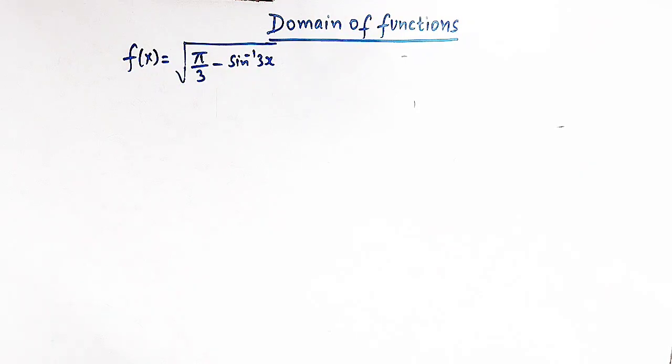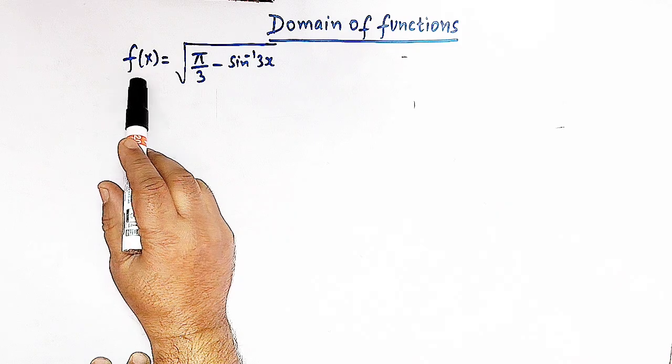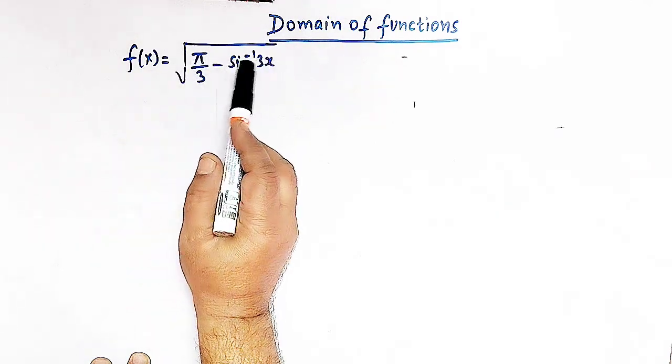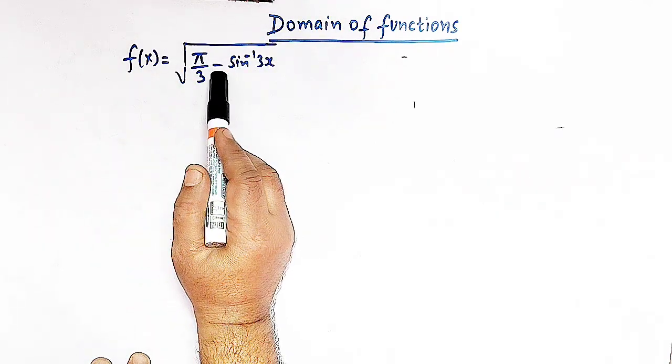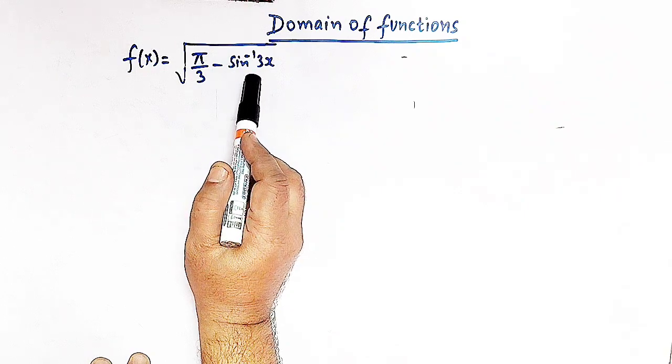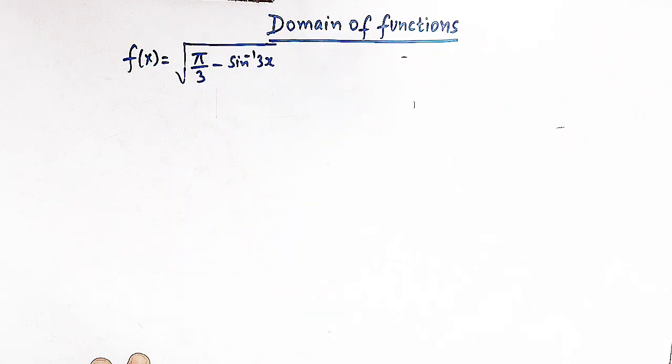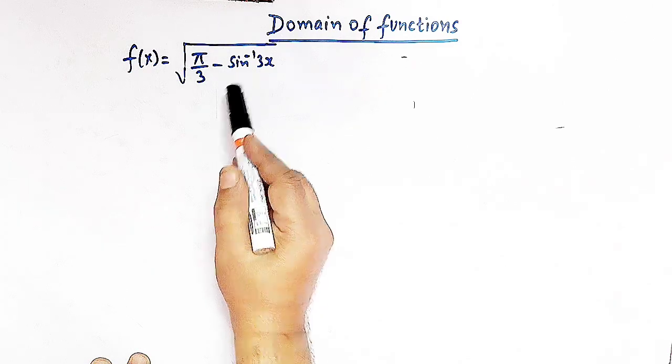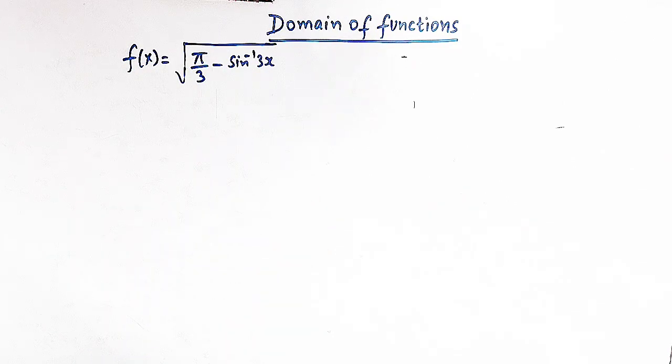Hello viewers, in today's session we are going to discuss another important problem from the domain of functions. We are going to find out the domain of this function f of x equal to square root of pi by 3 minus sine inverse 3x, right? In order to get the domain of this function, we'll make use of some concepts from inverse trigonometric functions. Here we'll first consider the range of the sine inverse function.